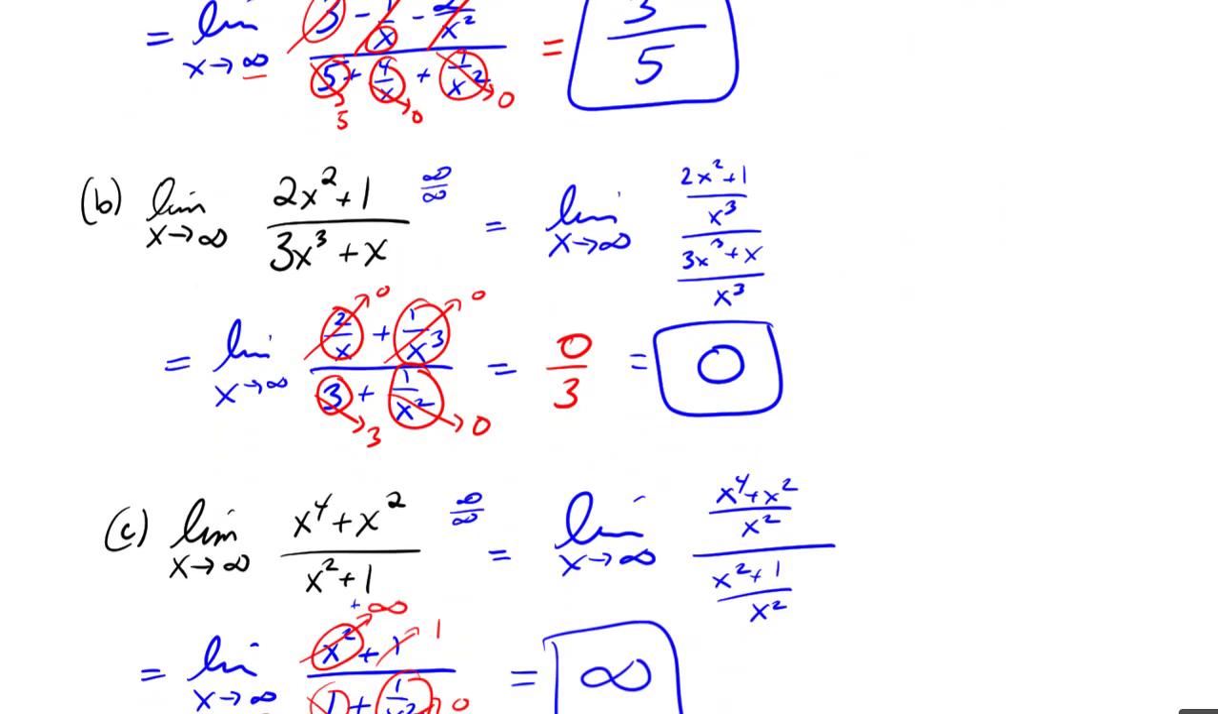In the second one here, the denominator has the higher power, x cubed, versus the x squared in the numerator. So the denominator wins, and a denominator going off to infinity is going to bring the whole fraction to 0. I could have gone directly there.